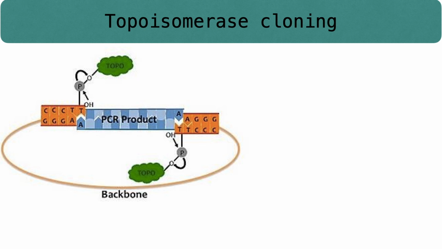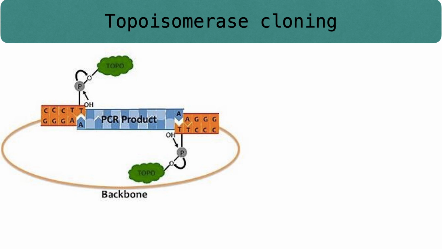This is also called topo cloning as well. In this cloning, what we have to do is use this specific vector, which is called topoisomerase vector. This is also an easy and convenient method of cloning. However, scientists mostly use Gateway and Gibson cloning.